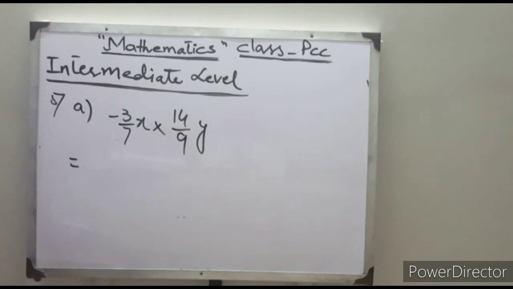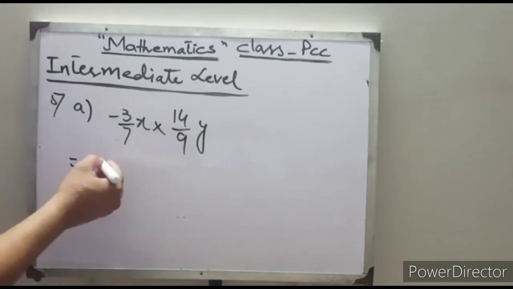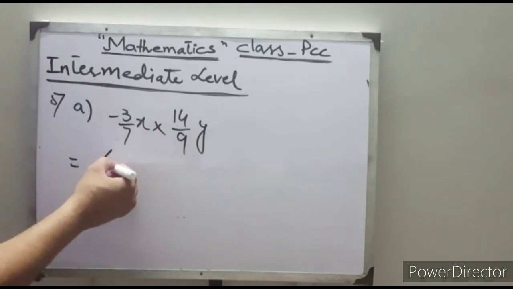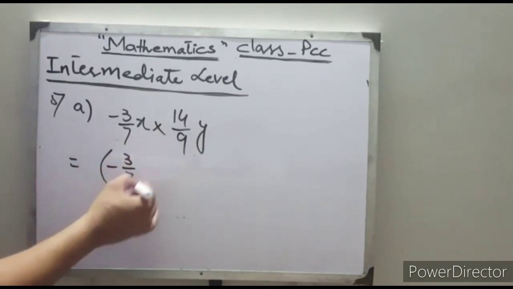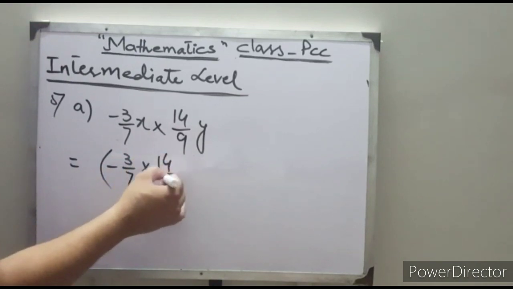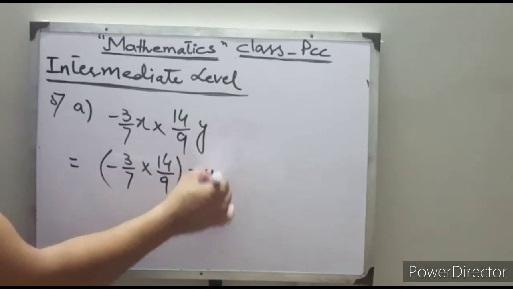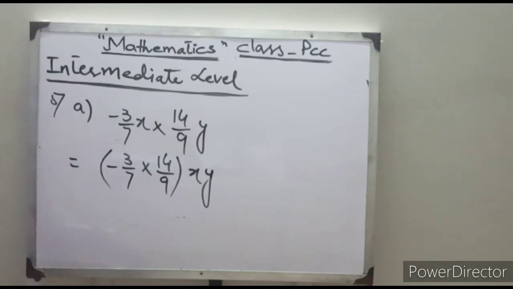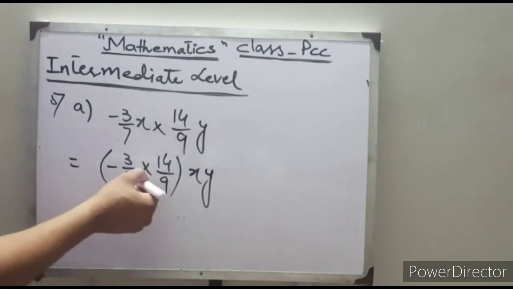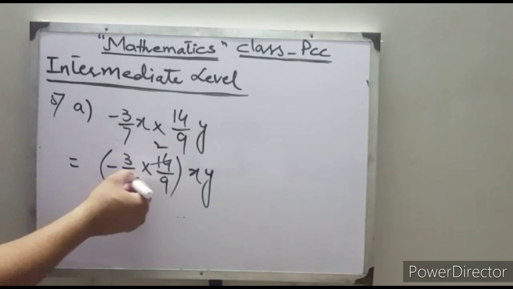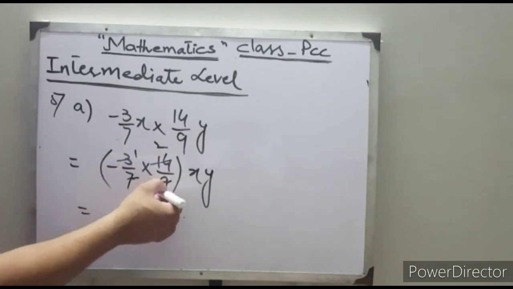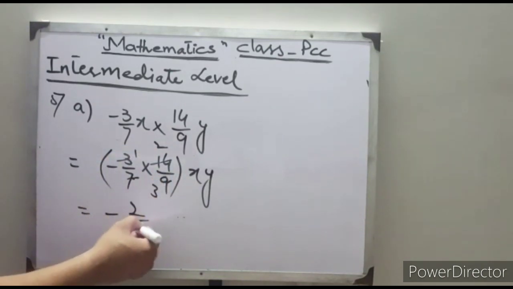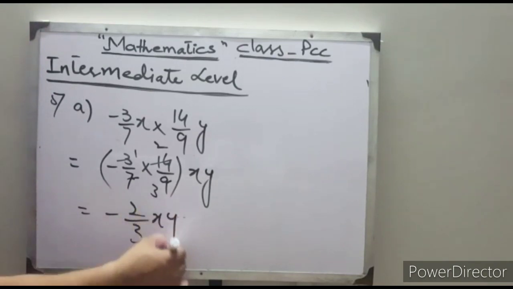Now students, the next level is the intermediate level. See question number 5 part A. Multiply two fractions with variables. First of all, you may write these values as x multiplied by y. 7 will be cancelled by 14, 7 2s are 14, 3 1s are 3, 3 3s are 9. So we have the final answer, 2 by 3 xy.